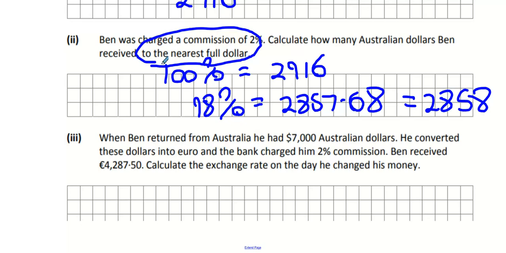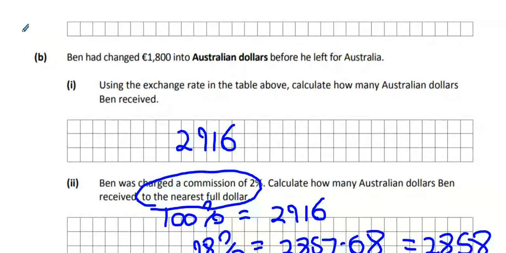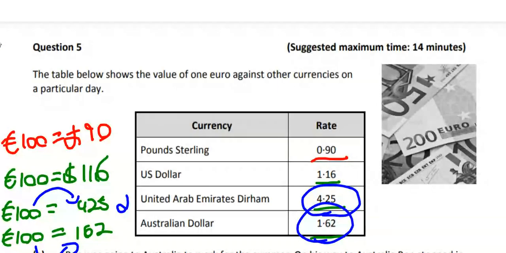Next thing. When Ben returned from Australia, he had 7,000 Australian dollars. He converted these into euro, and the bank charged him 2% commission. Ben received 4,287.50. Calculate the exchange rate on that day. Okay, first things first. Let's convert $7,000 into euro. Bigger number or smaller number? Smaller, because dollars is a bigger number than euro. And the exchange rate is 1.16? Oh, sorry, no, it's 1.62.